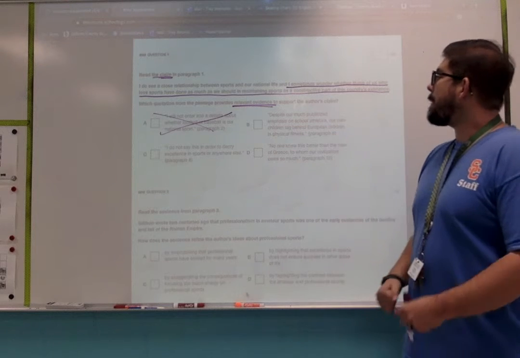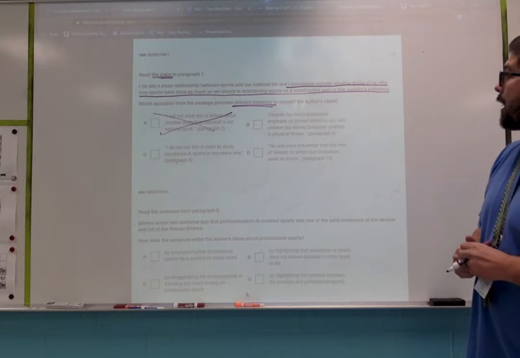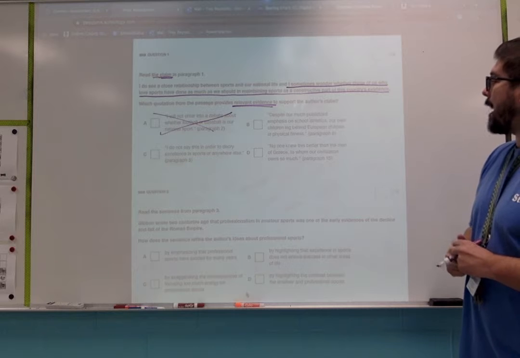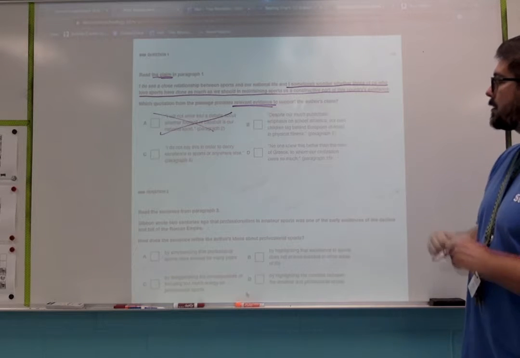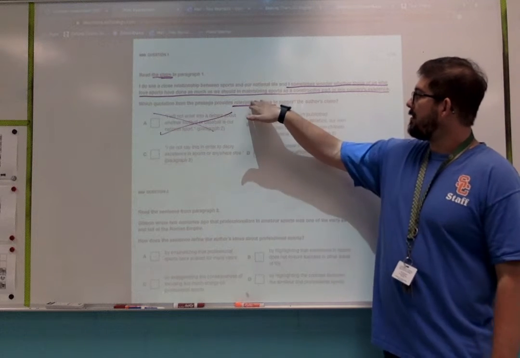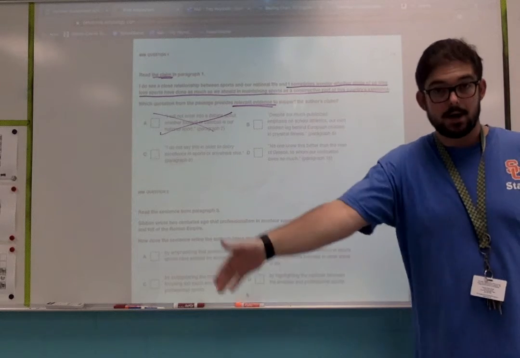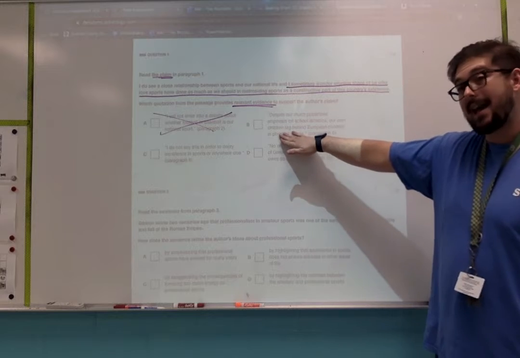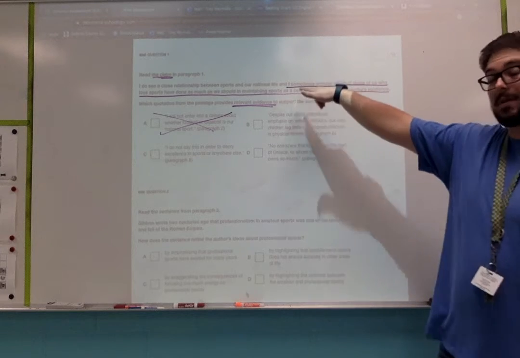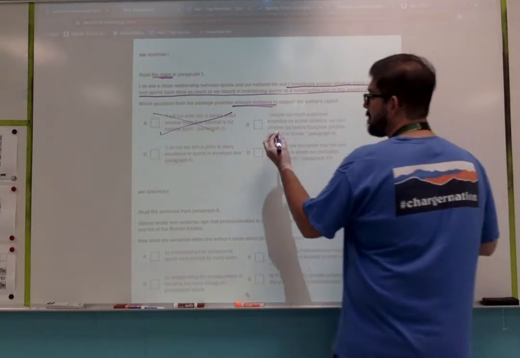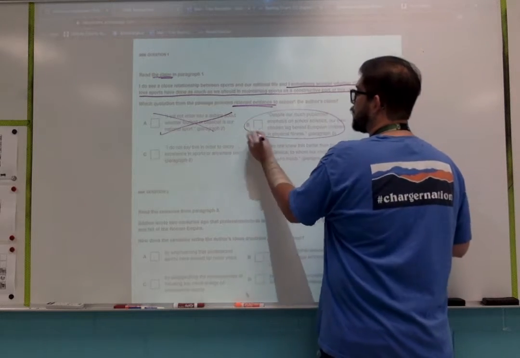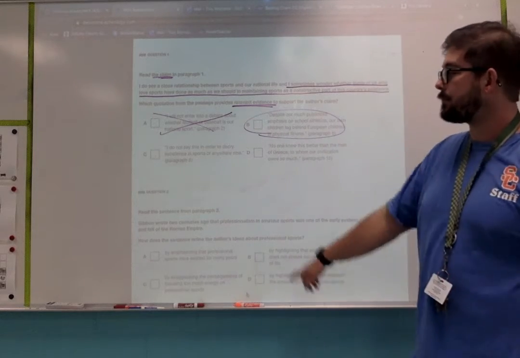B, despite our much publicized emphasis on school athletics, our own children lag behind European children in physical fitness. Now I have to figure out, is this relevant evidence to how we should maintain sports for a reason, to help us? It is talking about how we are lagging behind, so it does seem to support this in some way. So for now, let's go ahead and circle this one as a possible choice.